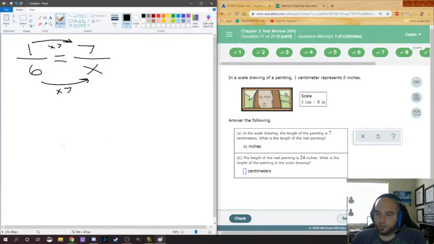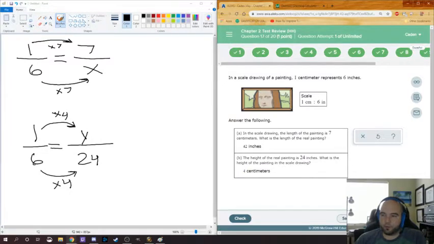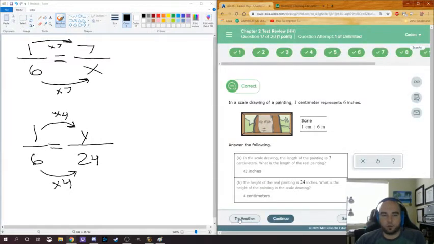And then we're going to use the same logic on the other one. So the scale is 1 to 6. You want to use the same scale again. The height of the real painting is 24. Now be careful. The top is the scale. The bottom is the real. So in this case, 24 is on the bottom. The unknown is on the top. I'll call it y. So again, same logic. 6 times 4 is 24. 1 times 4 makes the other thing, which is 4, obviously. So using a little bit of logic or setting it up for cross multiplying is all good stuff.